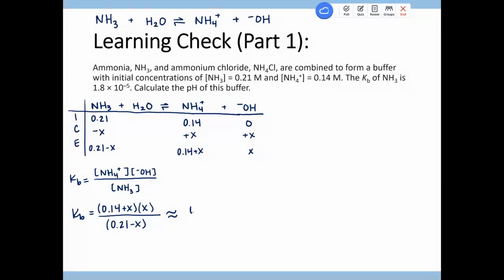So we'll say this is approximately 0.14. We still need the X value there for the concentration of OH minus. And then 0.21 in the denominator, and this will be equal to Kb, which is provided, 1.8 times 10 to the negative fifth.